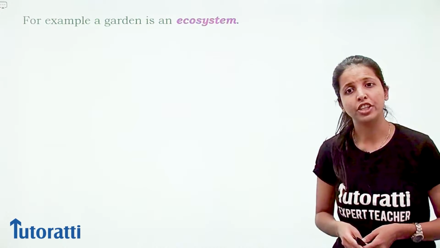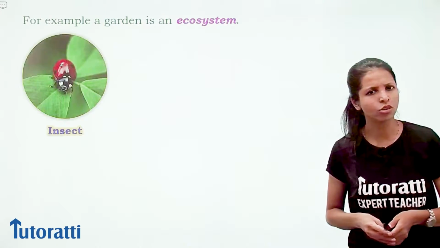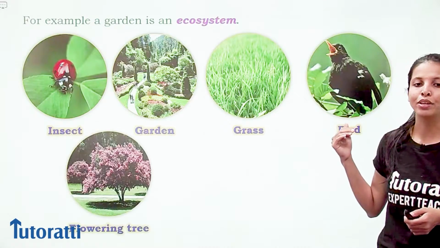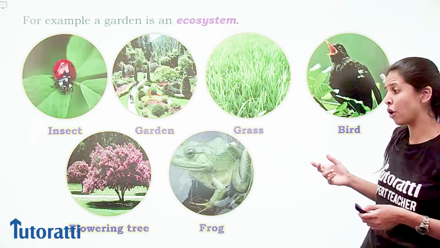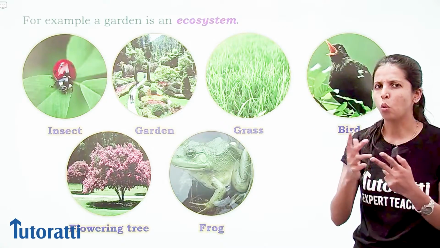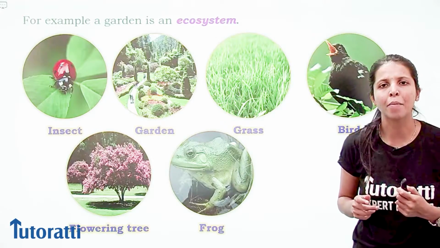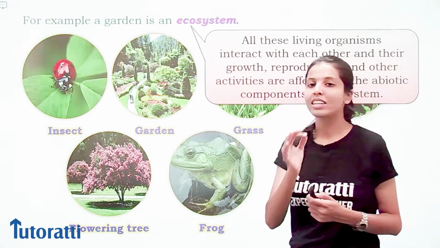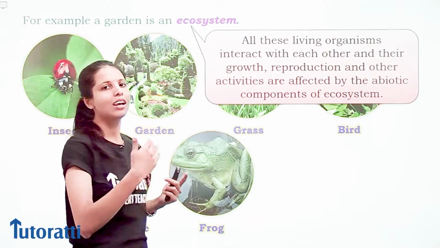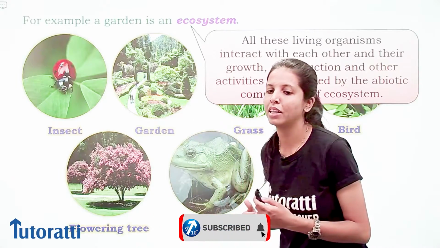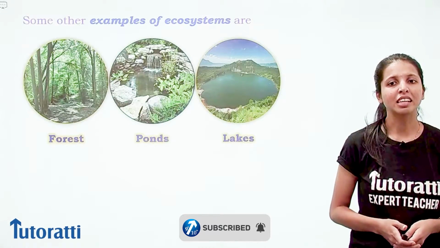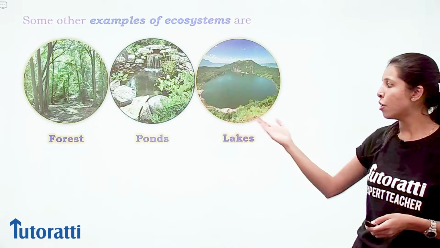If we take a garden into consideration, kids, a garden is an ecosystem. Garden में insects रहेंगे, plants रहेंगे, grass रहेगी, birds would be there, flowering trees would be there, frogs would be there. These are living organisms, and they are going to interact with soil, with water, with air. So yes, a garden is an example of an ecosystem. All these living organisms interact with each other and their growth, reproduction and other activities are definitely affected by the abiotic components of the ecosystem. Some other examples of ecosystems are forest, pond, lake.